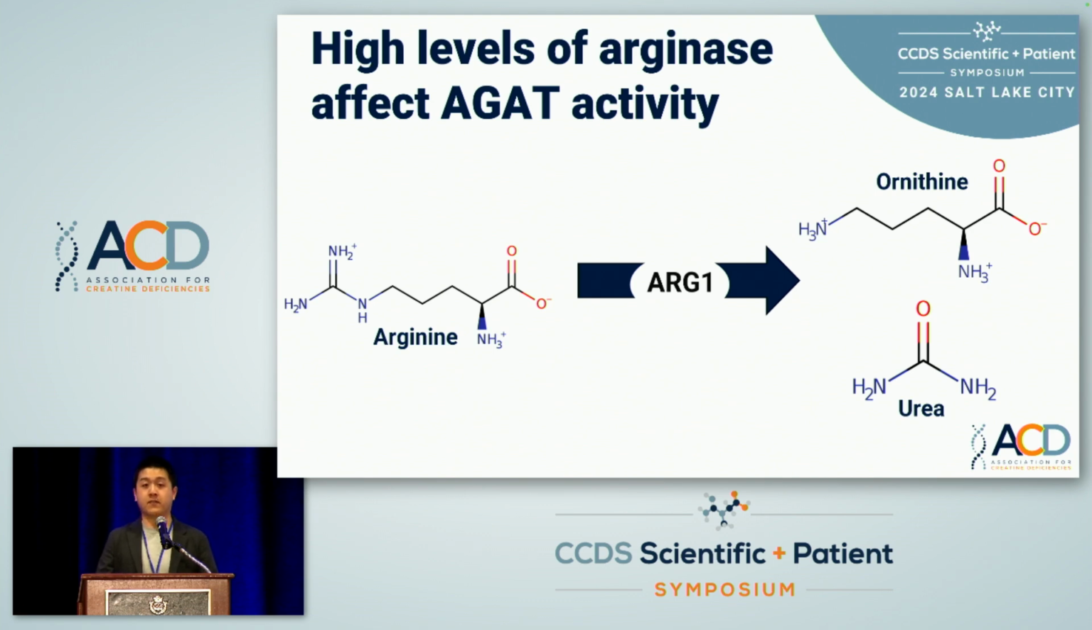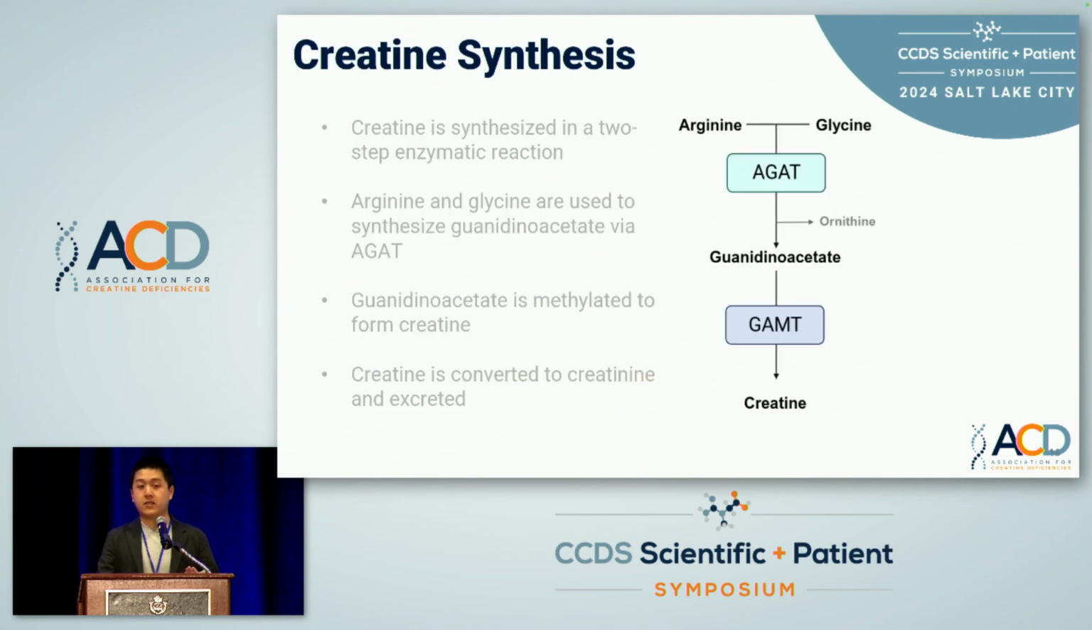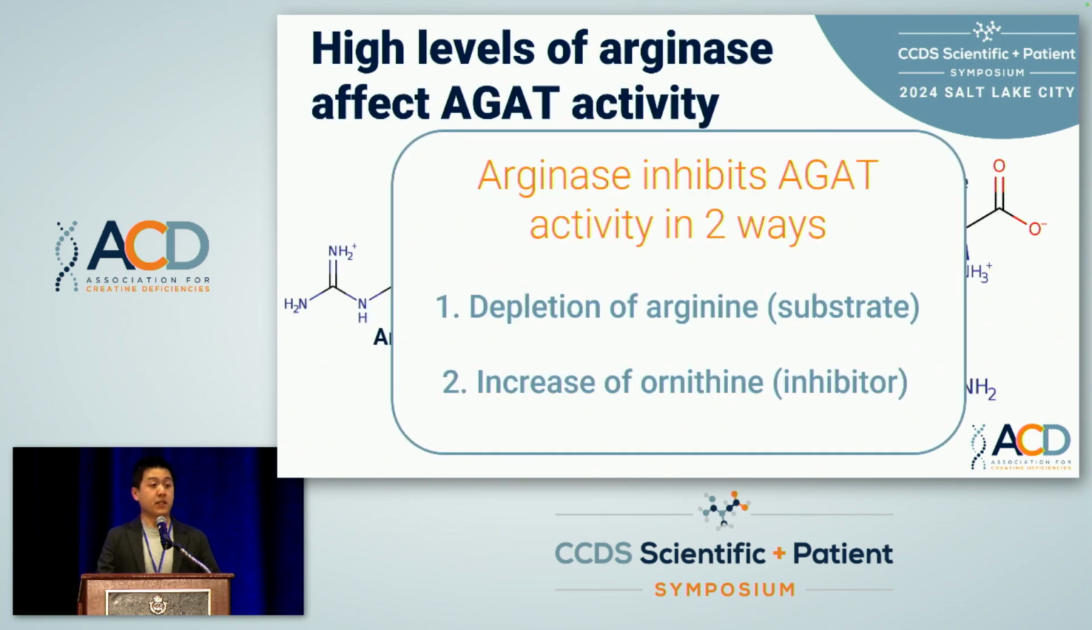The second way in which arginase affects AGAT activity has to do with one of the products it produces, ornithine. Now, as I mentioned previously, arginine and glycine are used by AGAT to synthesize GAA and ornithine. And ornithine is a strong competitive inhibitor of AGAT. As such, when we have high levels of ornithine present in a reaction, this results in a reduction in AGAT activity. So in summation, arginase essentially inhibits AGAT activity in two main ways. The first is through depletion of arginine, which is a substrate needed by AGAT, and the second mechanism is that it causes an increase of ornithine, which is an inhibitor of it.